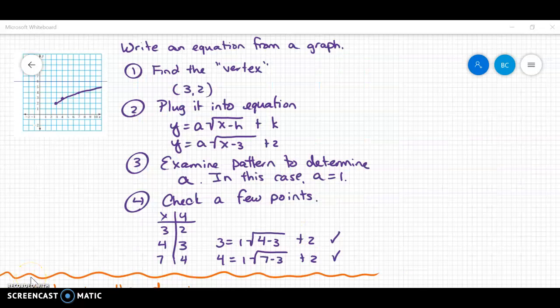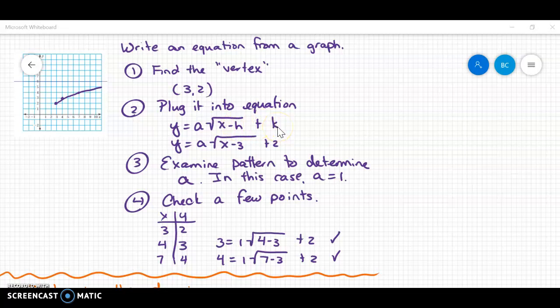So the next thing that we want to be able to do is to write an equation from a graph. So say I give you this graph to start with. The first thing that you're going to want to do to write the equation is to find the quote vertex. So I'm finding the point where it starts, and I know that this is at 3, 2. So I'm going to take that number and I'm going to plug it into the equation. And again, my basic form of the equation looks a lot like vertex form for a quadratic equation, where h and k is that beginning point.